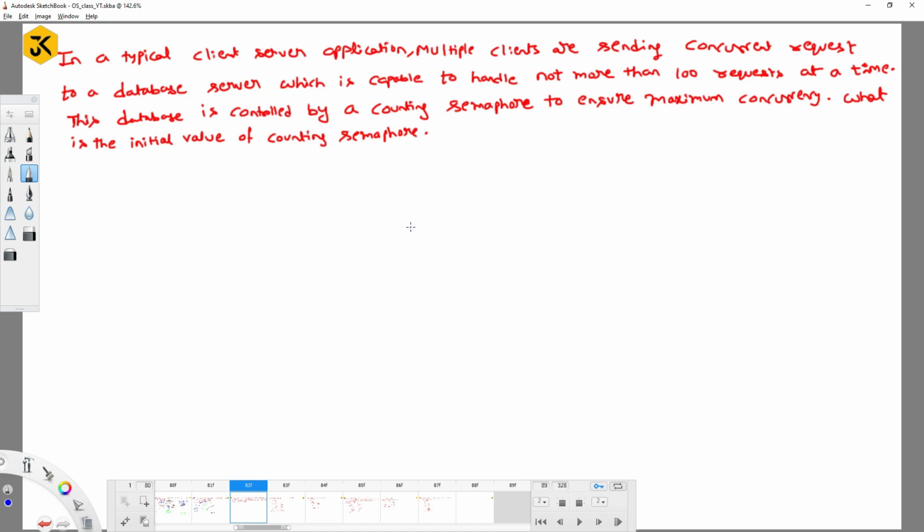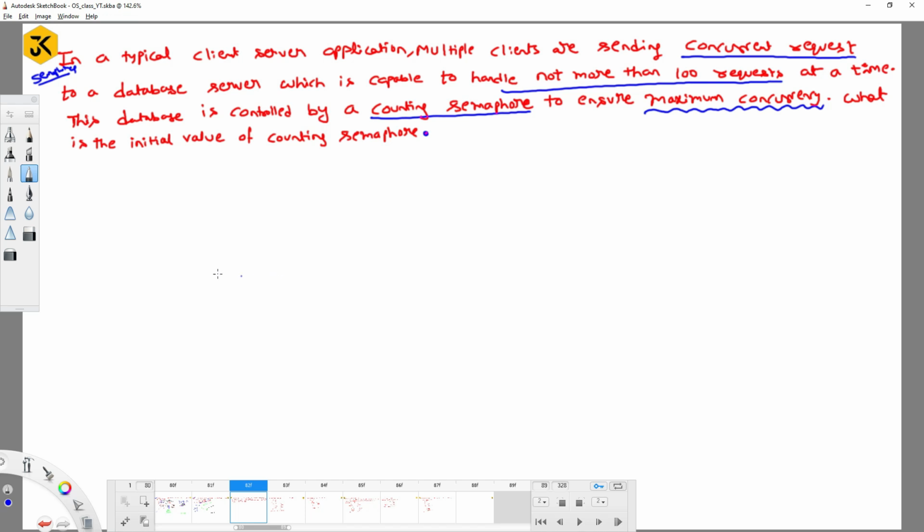Hi everyone, welcome back. Let's see one question on the concept of semaphores. The question looks lengthy, but the answer is very simple. Just read the question. In a typical client-server application, multiple clients are sending concurrent requests to a database server, which is capable of handling not more than 100 requests at the same time. This database is controlled by a counting semaphore to ensure maximum concurrency. What is the initial value of the counting semaphore? That is what they are asking, right?